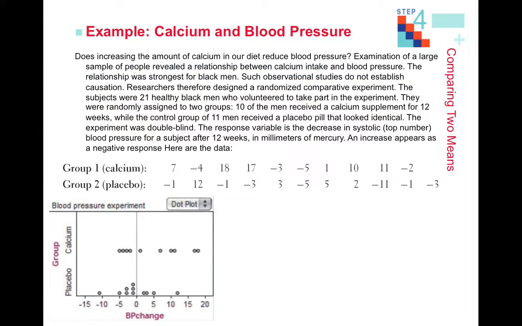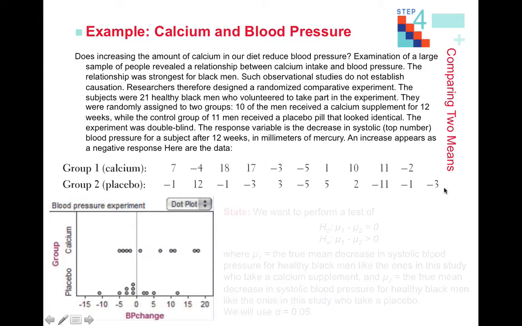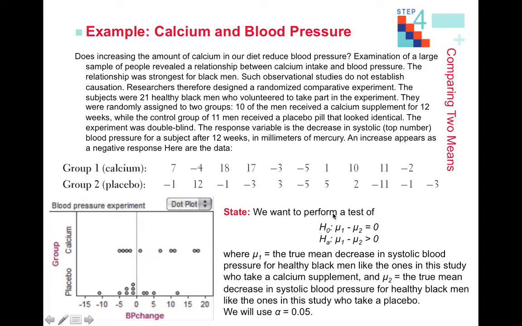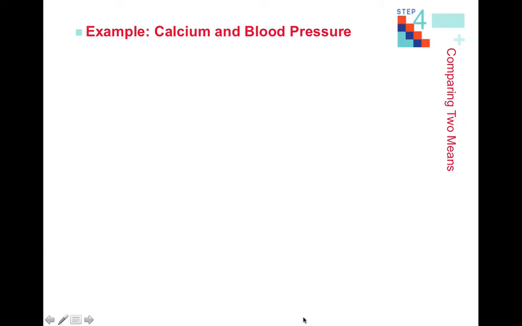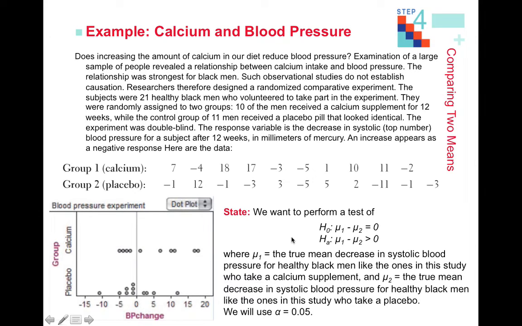So in this one right here, what I would have had you do is type these values into a list and type these values into a list. You're doing a test that mu1 is greater than mu2. So the calcium group had a greater decrease than the placebo group. You're going to use the significance level of 0.05. And again, I don't know that it said that in the problem. If it doesn't say that in the problem, just pick something and use that.